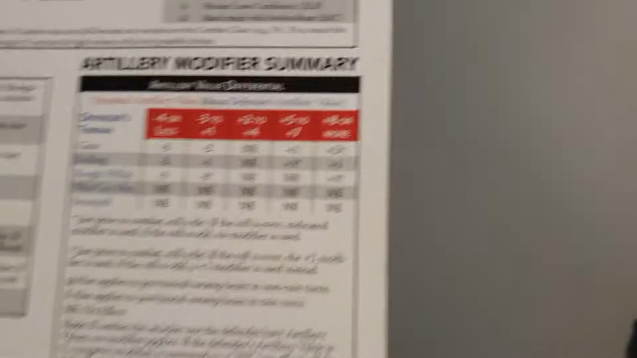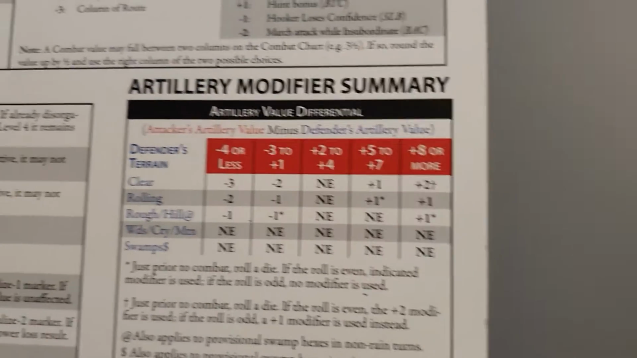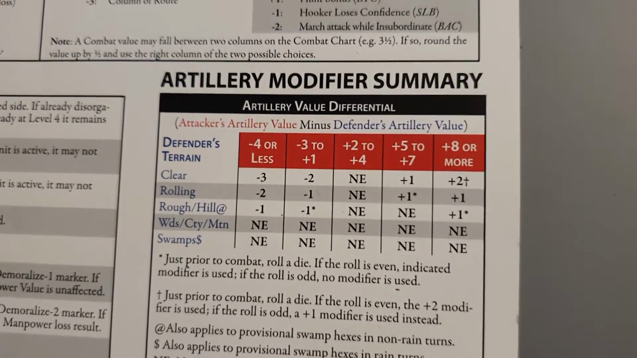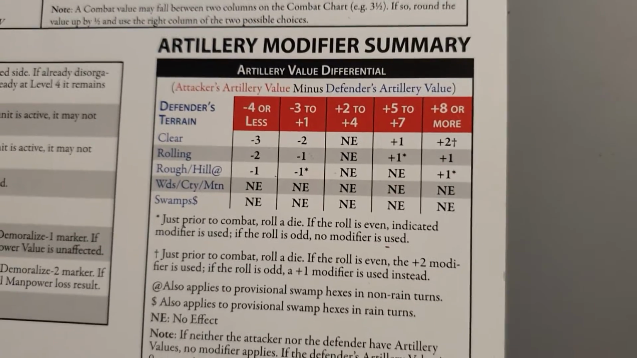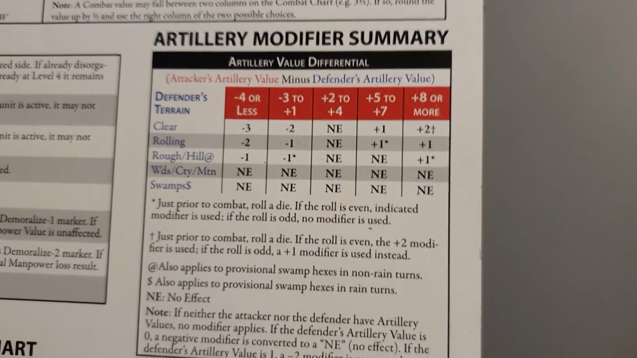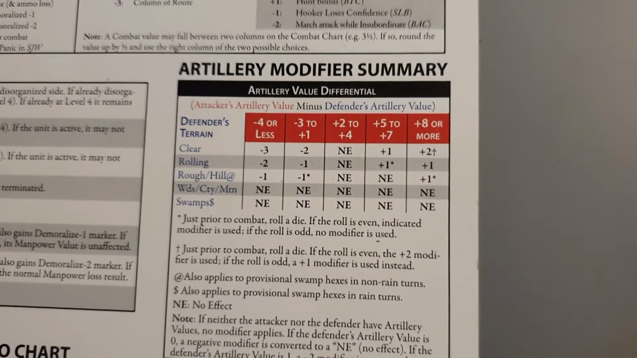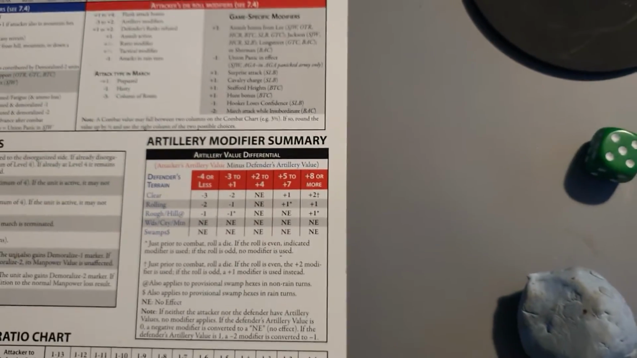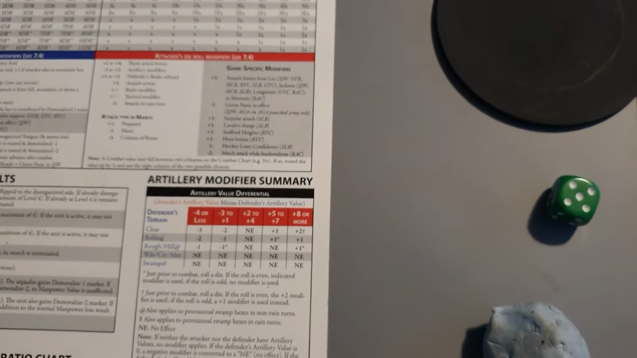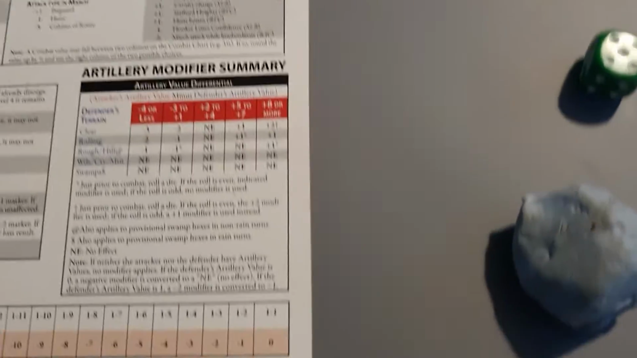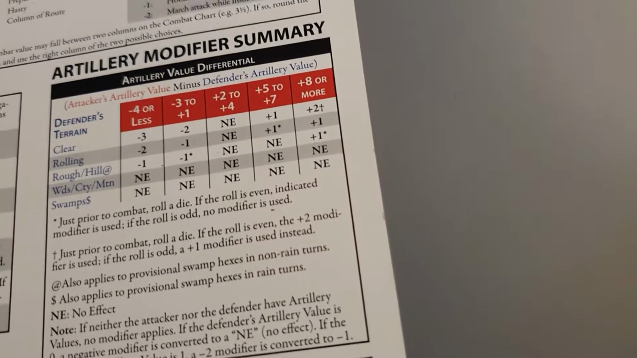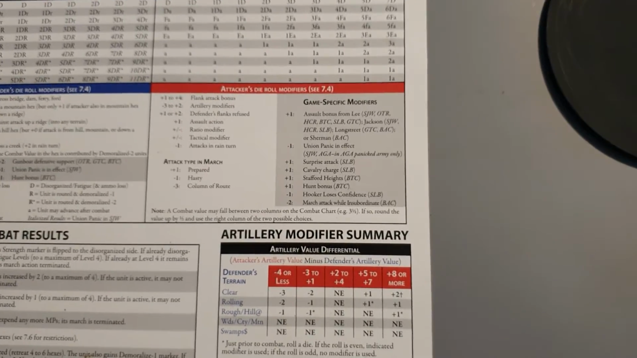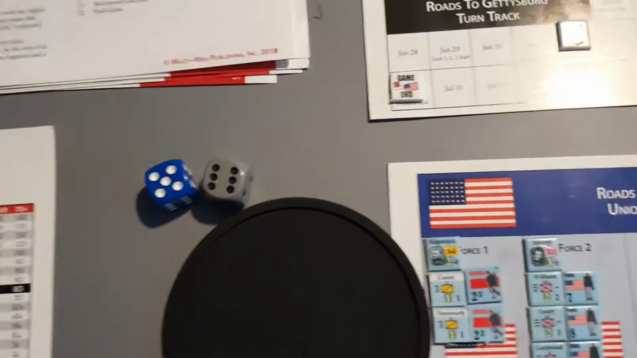You cross-reference it on the artillery modifier table. So I'm attacking, effectively, into clear terrain. Even though there's a railroad junction in there, it doesn't have any effect. I can get a +2, but there's a little notation next to it. If I check that notation, it says just prior to combat, roll a dice. Well, I did roll a dice and I got an odd number, so that means my artillery modifier is +1 rather than +2. So effectively that gives me a modifier of +3 to my Confederate roll of 6.